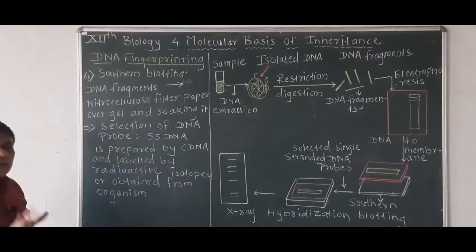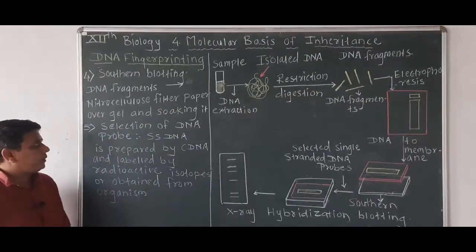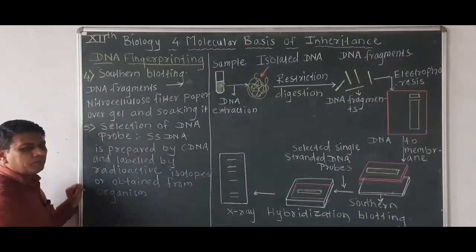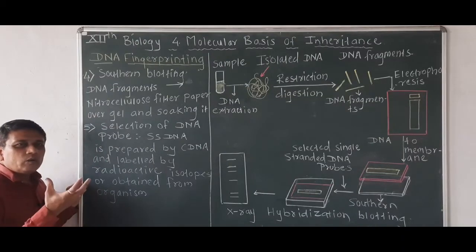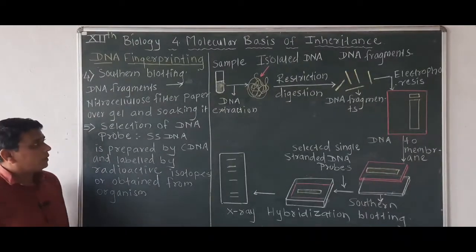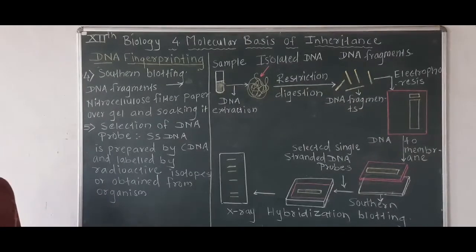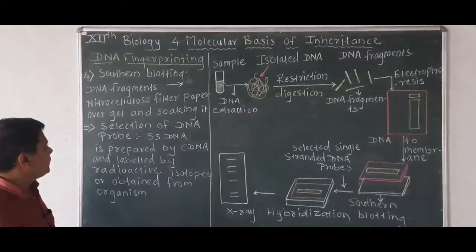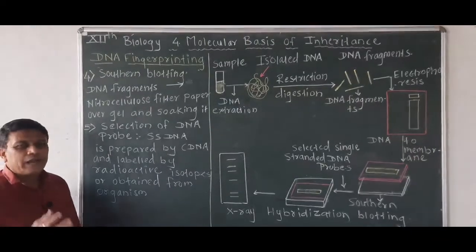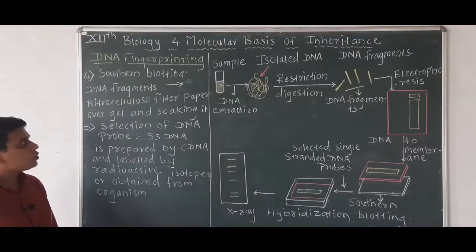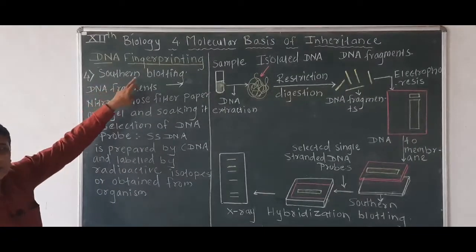And on this nitrocellulose filter paper, there is presence of a gel. Now, this nitrocellulose filter paper soaks or absorbs the gel and the fragments get attached to the filter paper. So, it is called Southern blotting.